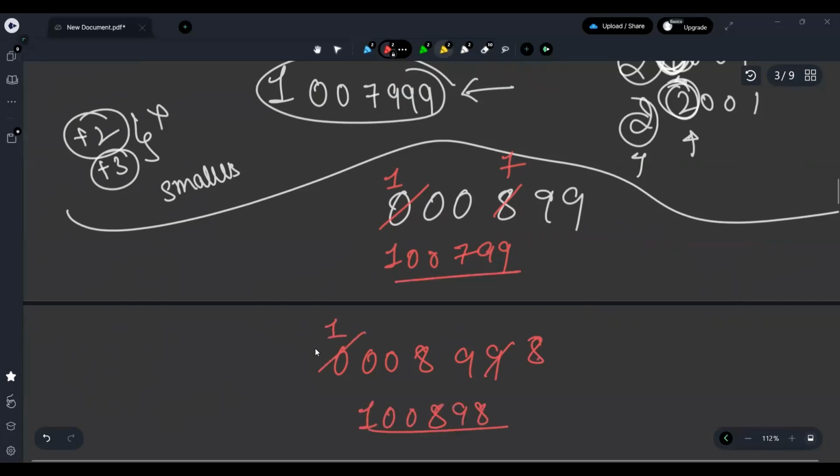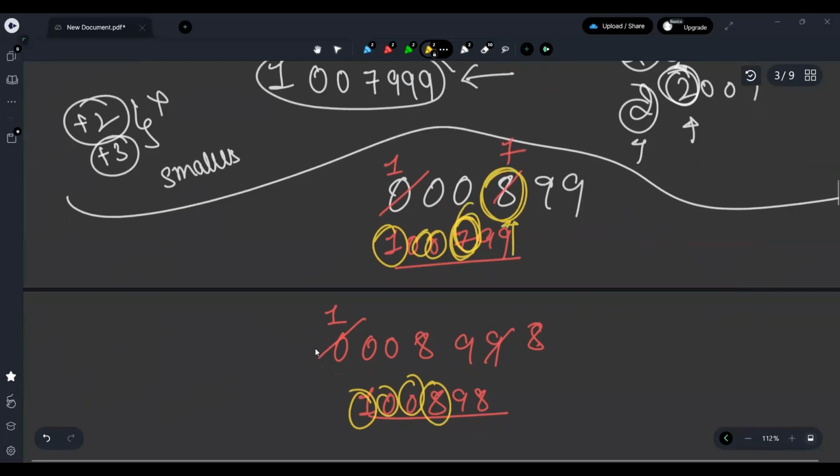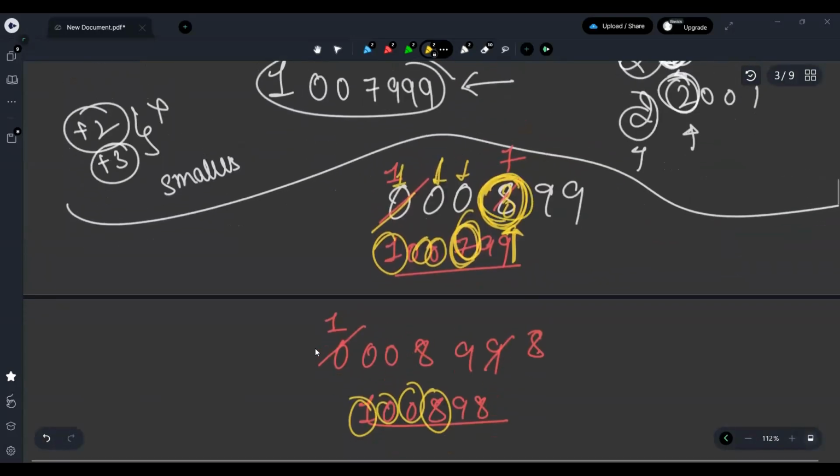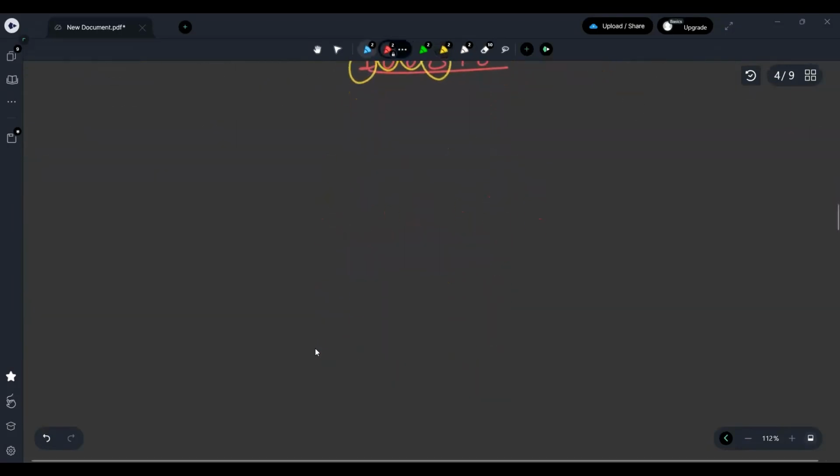Again, the same thing: 1 and 1 match, 0 and 0 match, 0 and 0 match, then 7 versus 8. 7 is smaller. Why? Because we are decrementing the front number, since I can't decrement zeros. So I should decrement the number which we can decrement and add the 1 at the front. That's why we take the first front number that can be decremented by 1 and add the 1 at the front.